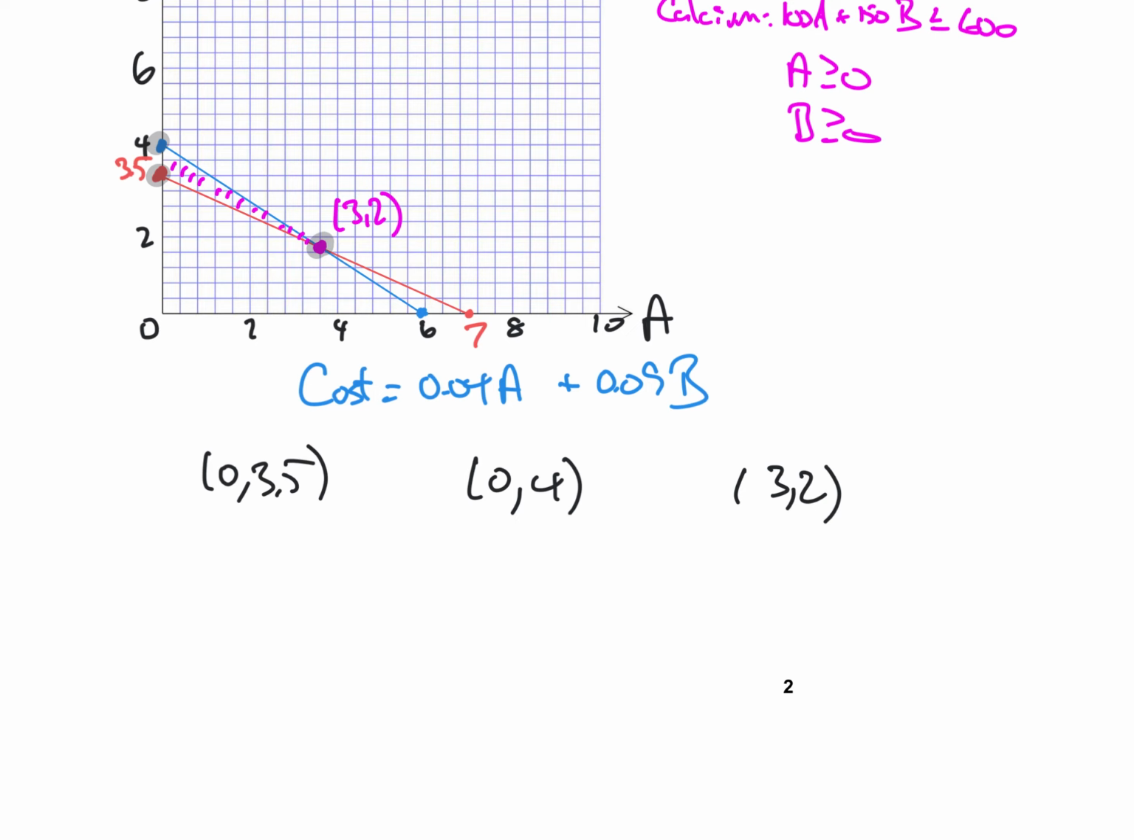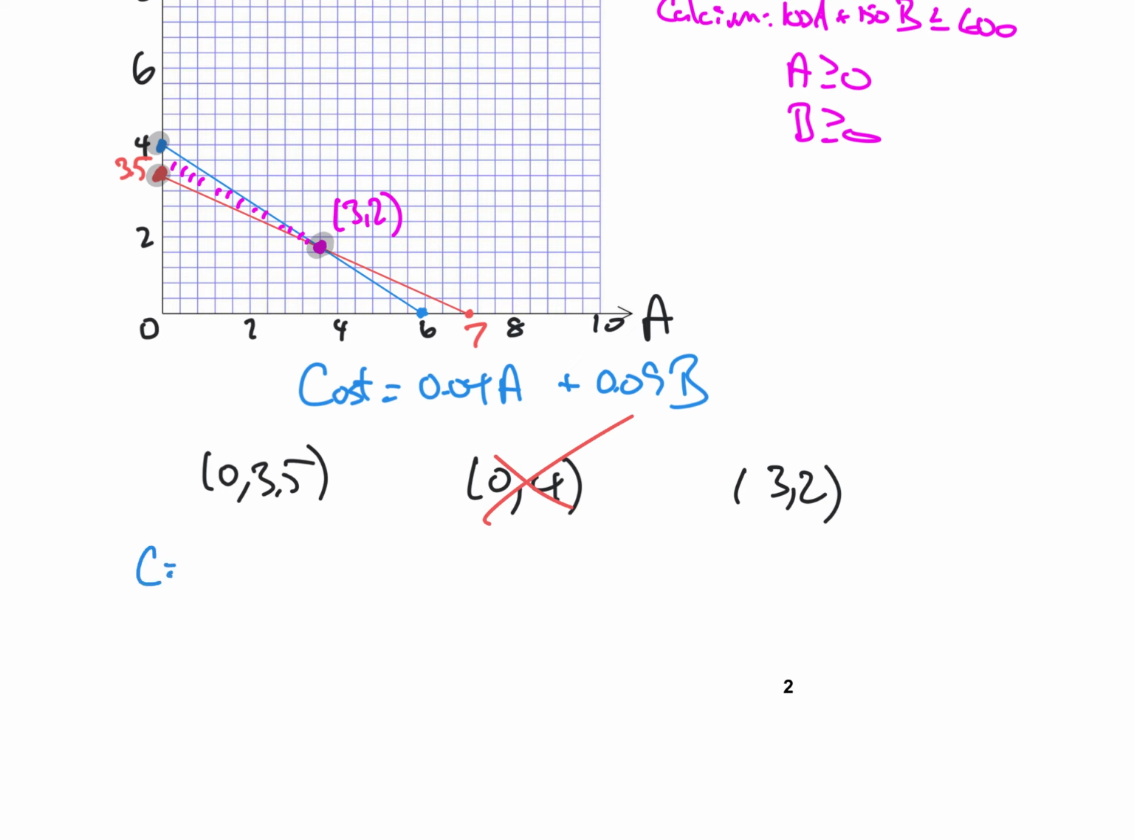But okay, we're assuming we can have half a pill. So if half a pill is okay, let's use logic here. If we're trying to minimize cost, which one of these two goes away right away? The two I'm circling: 0 and 4. Right, because 0 and 4 is going to be more money than 0 and 3.5. If you have 4 of something, it's going to cost more than 3.5 of something. So this one's already out the door. So the question is, does 0, 3.5 cost less than 3 and 2? Well, let's take a look.